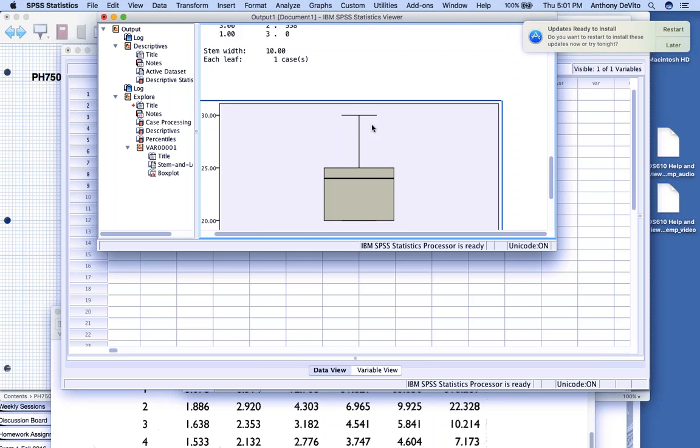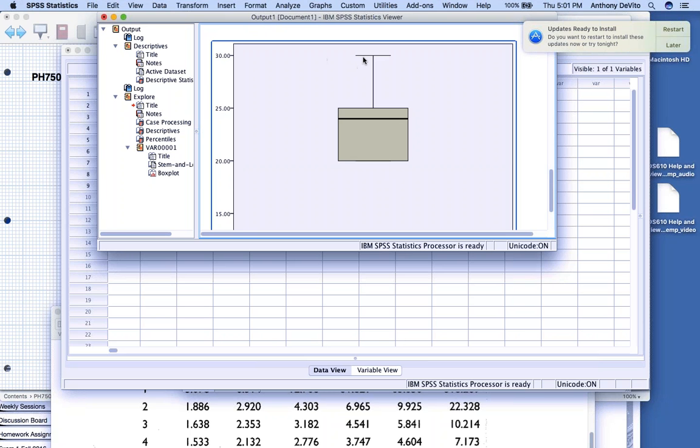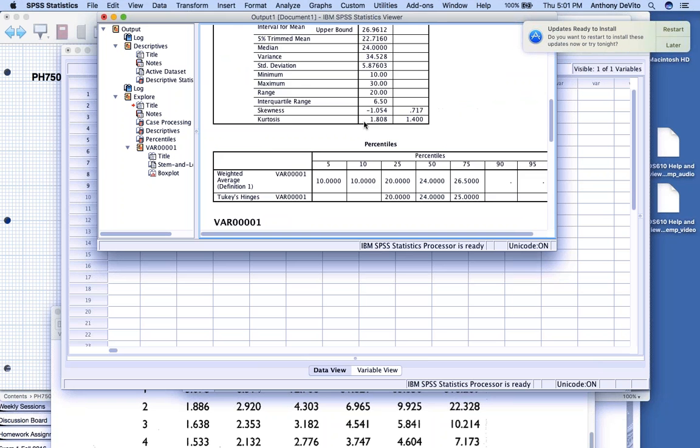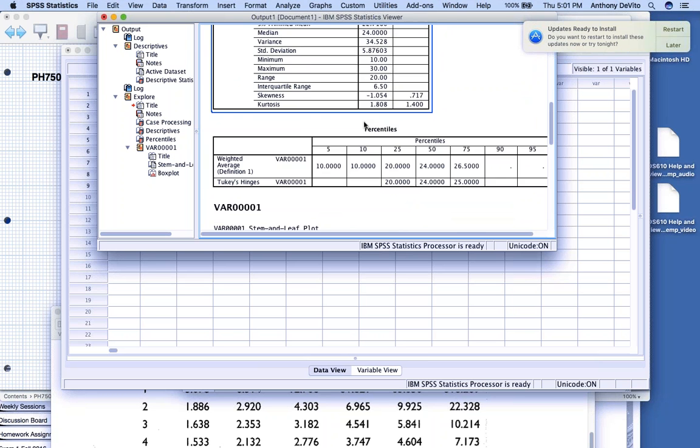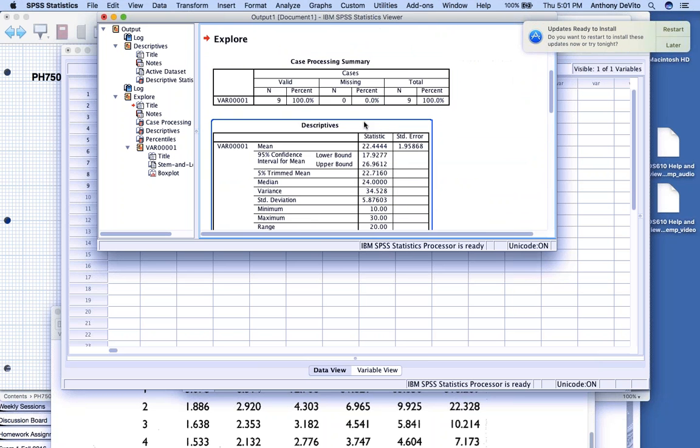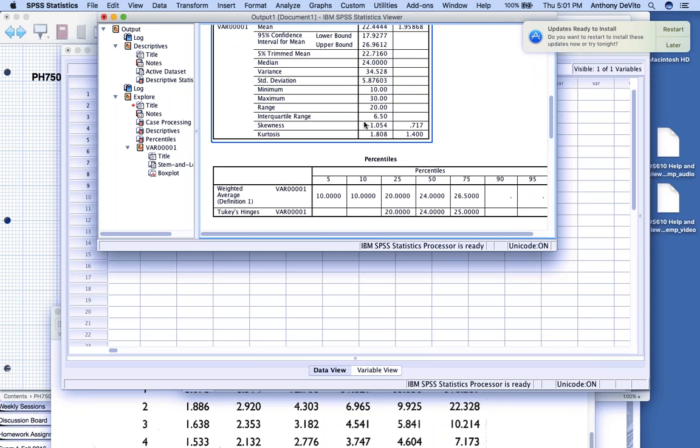It does a few other things. Here's the box plot that it created. 30 is the highest number, 20 is the lowest. The median is around 24 or something like that. Okay, and there's percentiles, there's a few other things. But really, the important thing here is it did this calculation for the confidence interval for us.